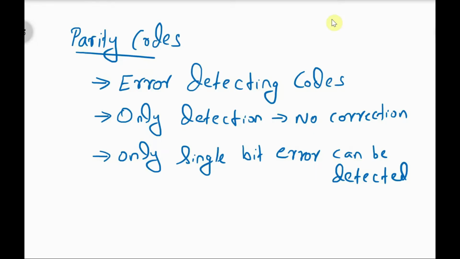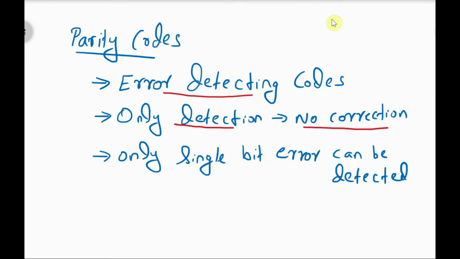Hello, in this session we will see about parity codes. Parity codes are also known as error detecting codes. That means they will detect an error in the received code. And these codes are only used for identifying or detecting the error, and they are not used for correcting that error. Using parity codes, we cannot correct the error, we can only detect the error.